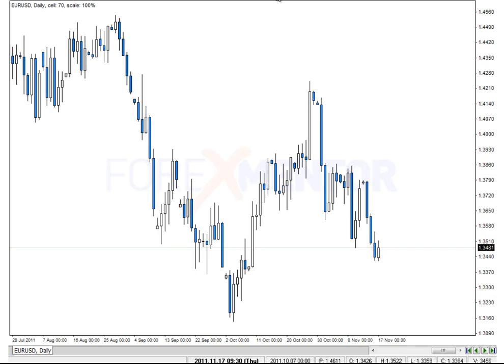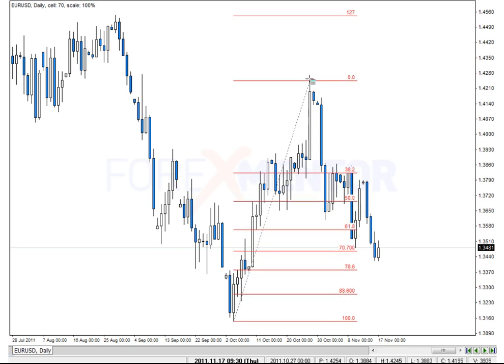So if we draw a Fibonacci tool from the low up to the high, we're looking for some confluence, and you can see around this area right here, you see the area of support becoming resistance. So if we take that horizontal line, just drag it from the top down to the bottom, you see this area right here, 70.7 Fibonacci retracement, lining up with this area here.